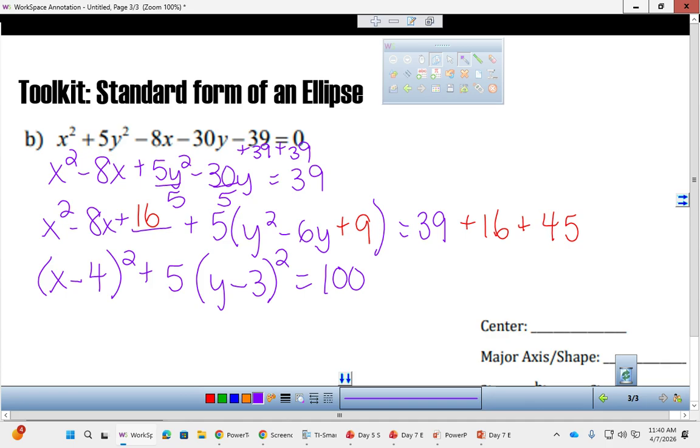If this were a circle, we'd be done. That's what a circle looks like. The circle stops at that step. We'd say the radius is 10, and we'd have the center, and we'd be able to go in all directions. But since it's an ellipse, I need it to equal 1. So to make this equal 1, I divide by 100.